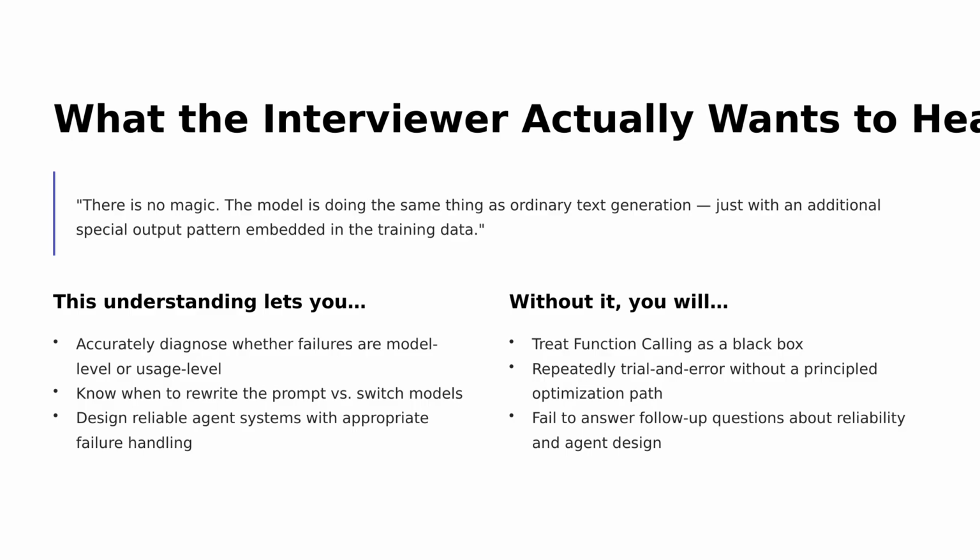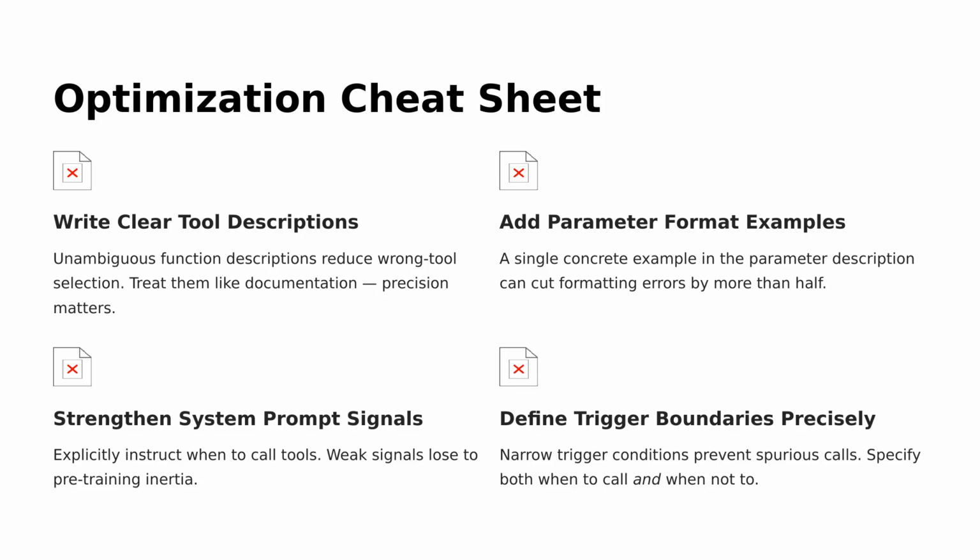Welcome to the Optimization Cheat Sheet. First, focus on crafting clear tool descriptions. Think of them as documentation. Precision is key to avoiding mistakes. Next, include a specific example for parameter formats to significantly reduce errors. Strengthen your system prompts by clearly indicating when tools should be used, as weak signals fall short. Finally, define trigger boundaries precisely to avoid unnecessary tool activations. This ensures efficient and accurate system performance.